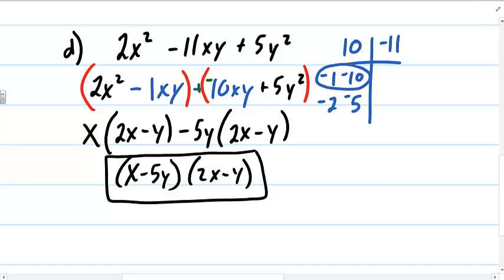All right, hopefully that one was quick, easy, made sense. The only thing that's different on these problems is you have an xy in the middle. All right, good luck with your exit slip and your homework.